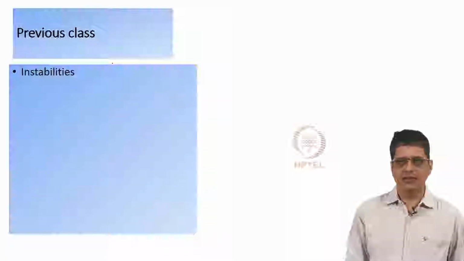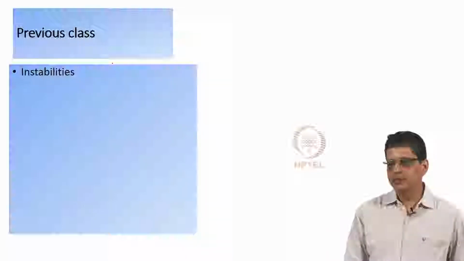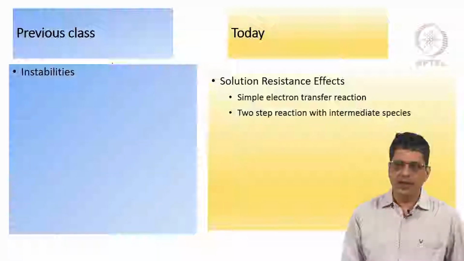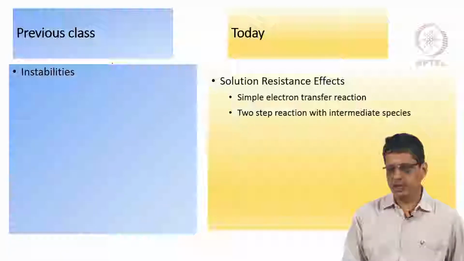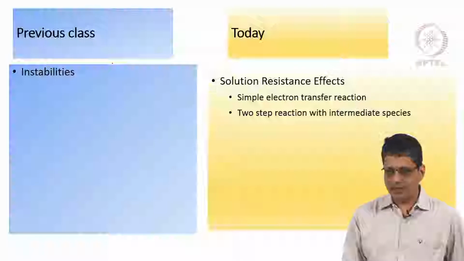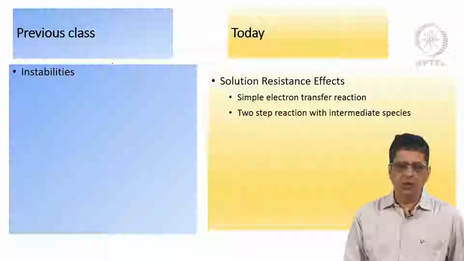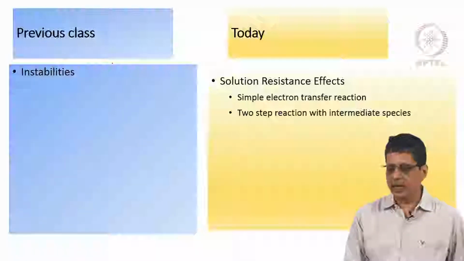In the previous class we have seen how to handle instabilities, specifically when the DC potential changes with time. Today I want to show you how we can handle solution resistance effects, especially in potentiostatic measurements. Earlier we have seen that in galvanostatic measurements, solution resistance effects are easy to handle. Now we want to look at how we can handle this situation in potentiostatic measurements.